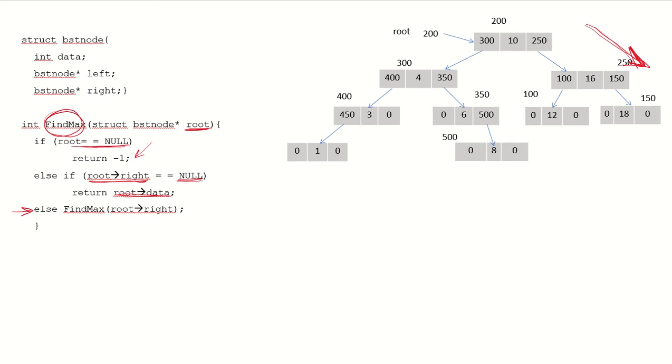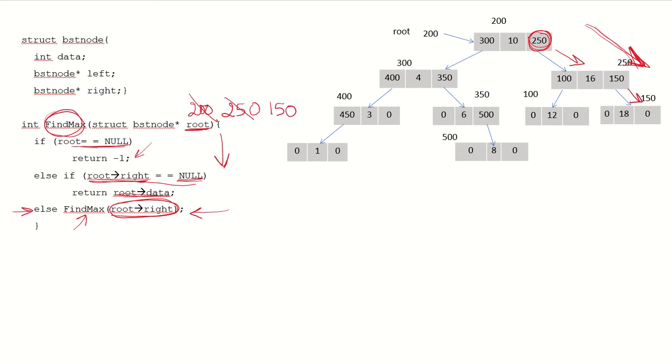Else we call the recursive function again, and now we are going to pass the pointer to the right child. So first we start with 200, and then since root arrow right is not null, we make another call to the function find max again. So this is another recursive call to the function, and now we are going to pass the pointer to the right node. So 250 is passed. Again this function starts running. Again we will come to this condition, and now there will be another recursive call and 150 will be passed to this function.